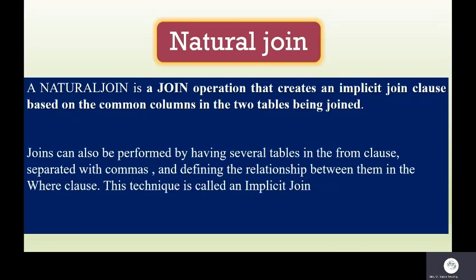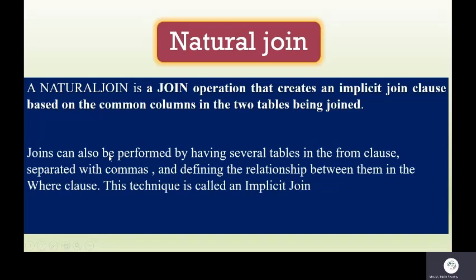We all know a table will get joined when the attribute in the two columns should be the same. Therefore, here it is specified that it is based on the common columns in the two tables being joined. So in the two tables, at least one of the columns should be common. Next, in natural join, here it is going to create an implicit join clause.